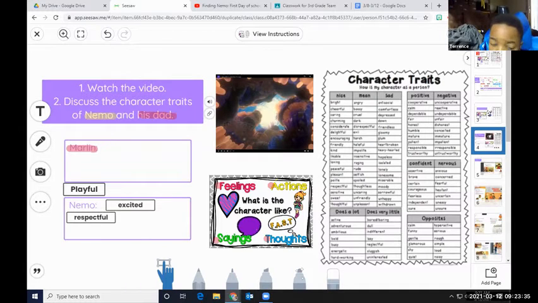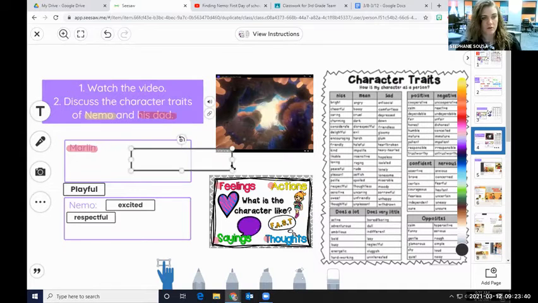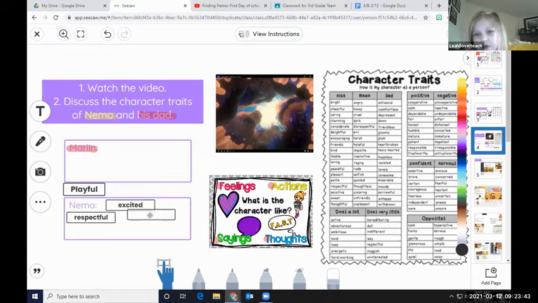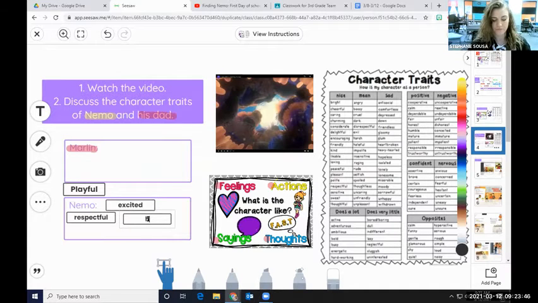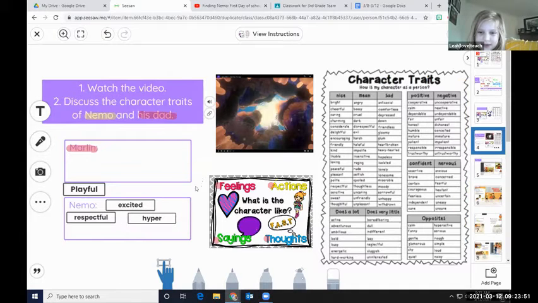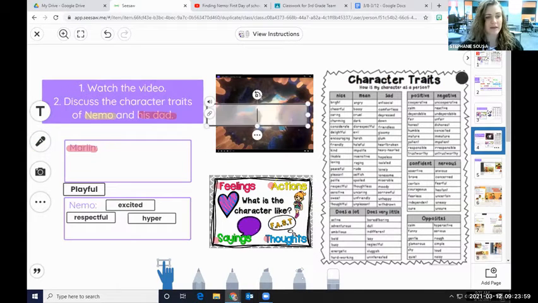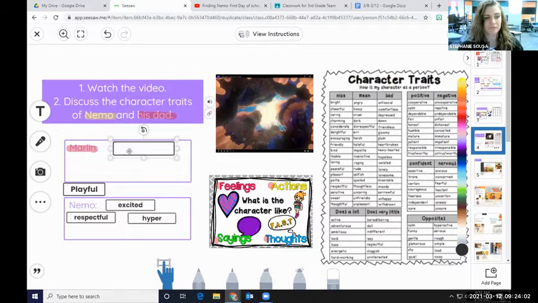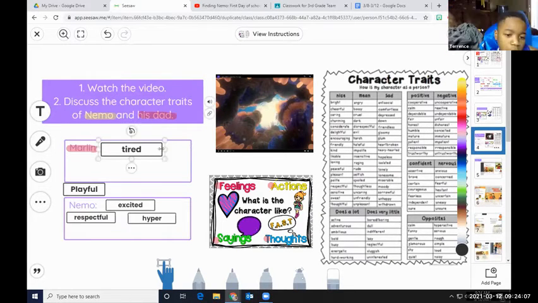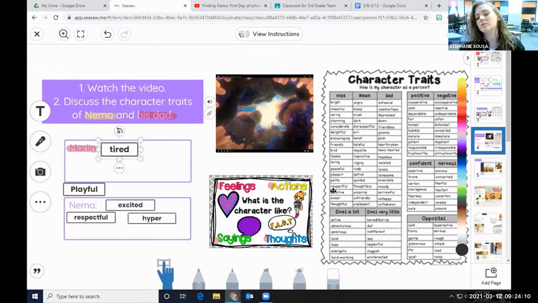Okay. Marlin sleeping. Oh, sorry, Terrence. I think Nemo's hyper. How do you know he's hyper? Because he was running around Marlin and saying, I want to go to school. Come on, it's school. So two things that you looked at, his actions and his sayings. Terrence, you said that Marlin was sleepy. How do you know that? He was laying down. He was like, no, five more minutes. Come on. No, I don't want to get up. Yep. So laying there.